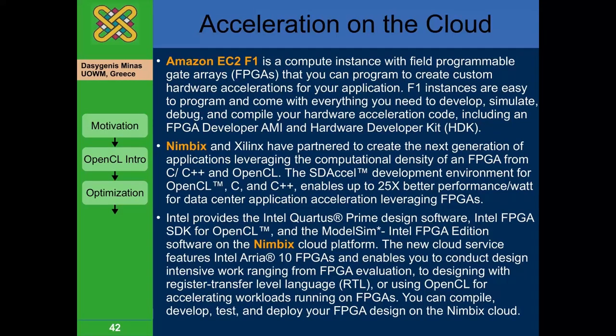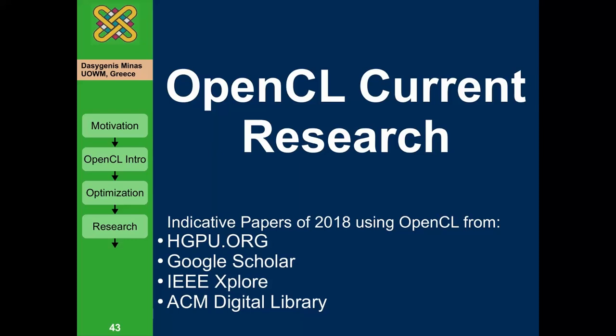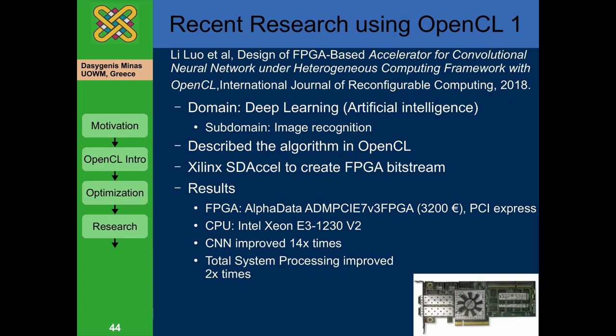Some research, and I will end the presentation with indicative research papers that I searched from Google Scholar, IEEE Xplore, ACM Digital Library, and HGPU.org from 2008, just to give you a context where OpenCL is used. For example, it is used in deep learning, artificial intelligence, and in image recognition.